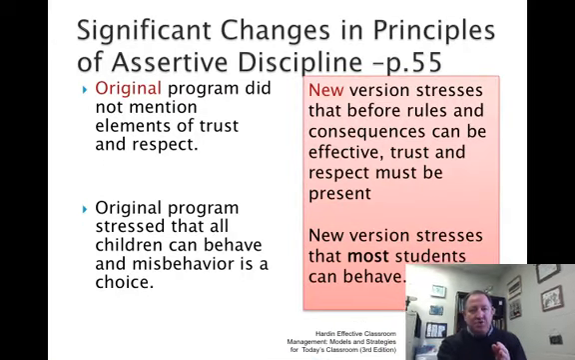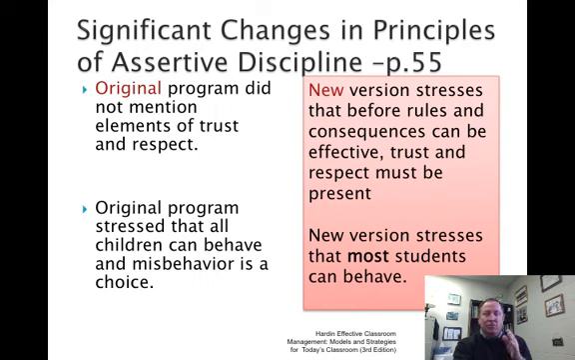The difference in this process is that the original one that Cantor created was not quite as sensitive to the needs and the backgrounds of students as the current ones are. The new version, as you'll see on this slide, says that before the rules and consequences can be effective, trust and respect must be present. In other words, you have to establish this sense of trust and respect between the students and you, the teacher.